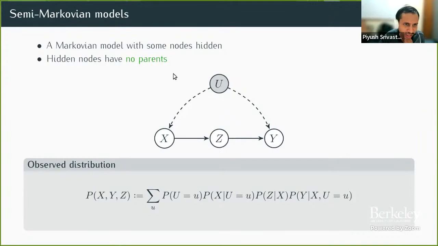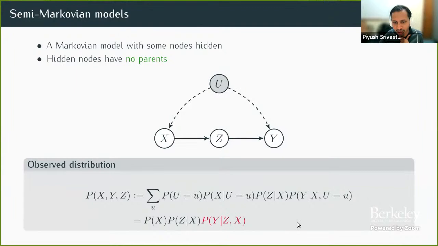The observed distribution is, you first take the usual Bayesian factorization on the full graph. But then you only observe the things on the observed nodes, in this case X, Z, and Y, and you marginalize out the hidden nodes. So that's the observed distribution. That, of course, does factorize in some way. In this case, it's just a trivial factorization. But because the hidden node is missing, you don't have the full Bayesian factorization.